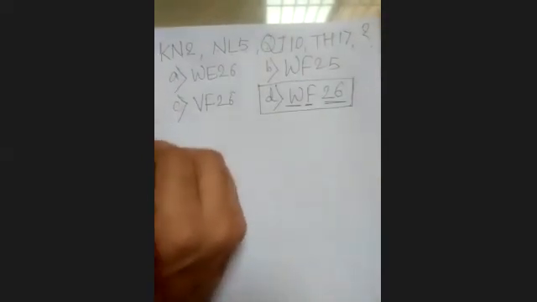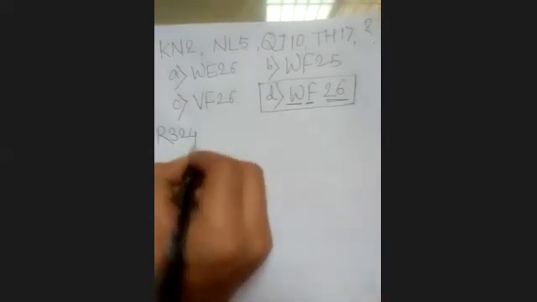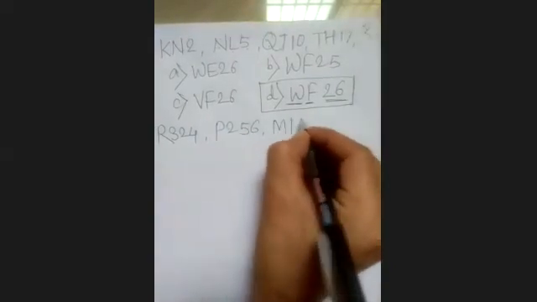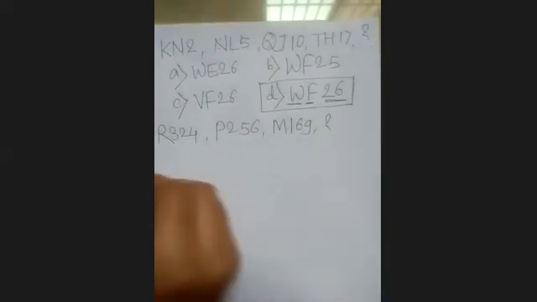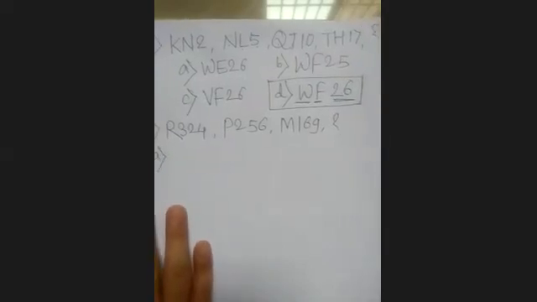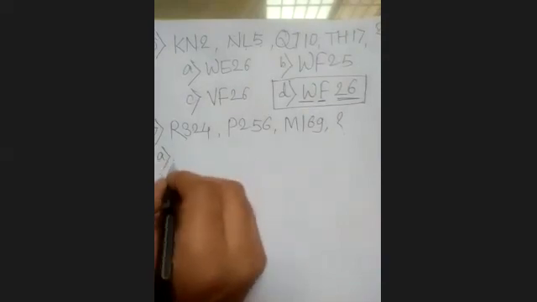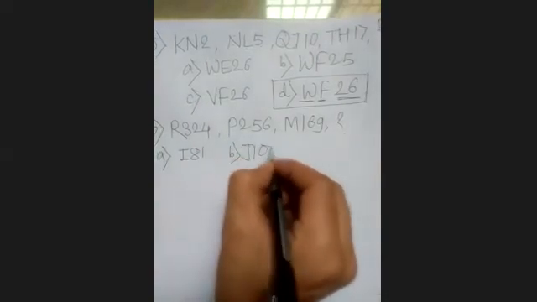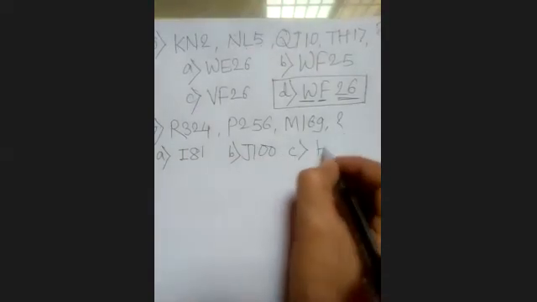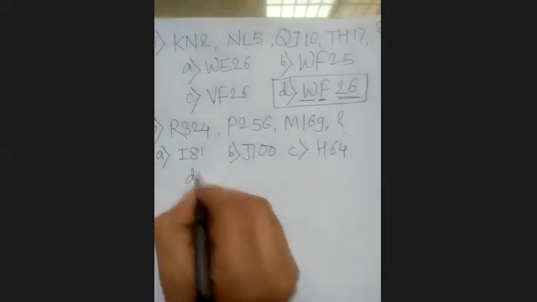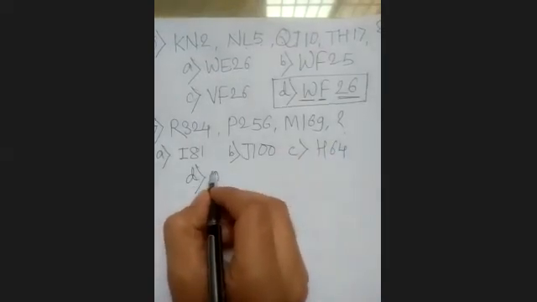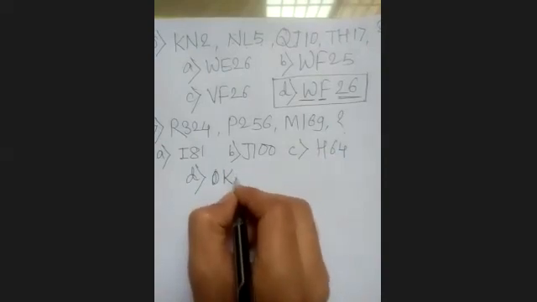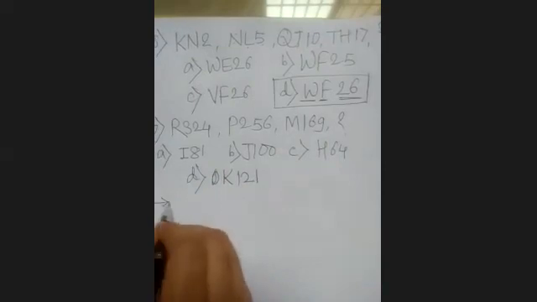R 324, P 256, M 169, question mark. So option A is I 81, B J 100, C H 64, and I will write D here, K 121. So what is your answer?